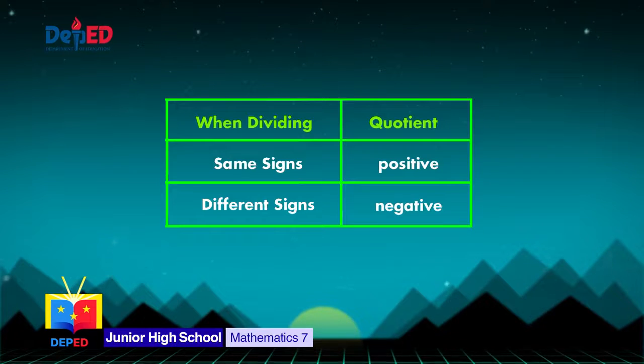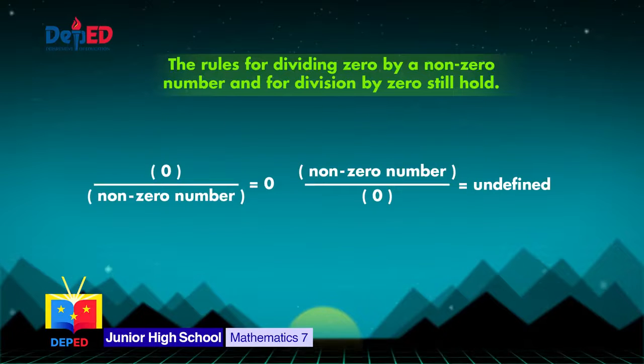In short, when dividing integers with the same signs, the quotient is positive. And if they have different signs, the quotient is negative. Furthermore, 0 divided by any non-zero number is always 0. And any non-zero number divided by 0, the quotient is undefined.